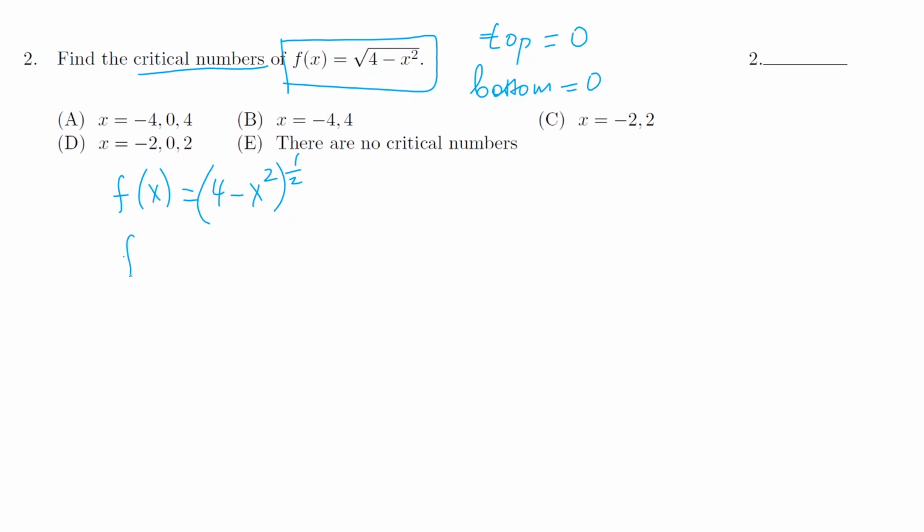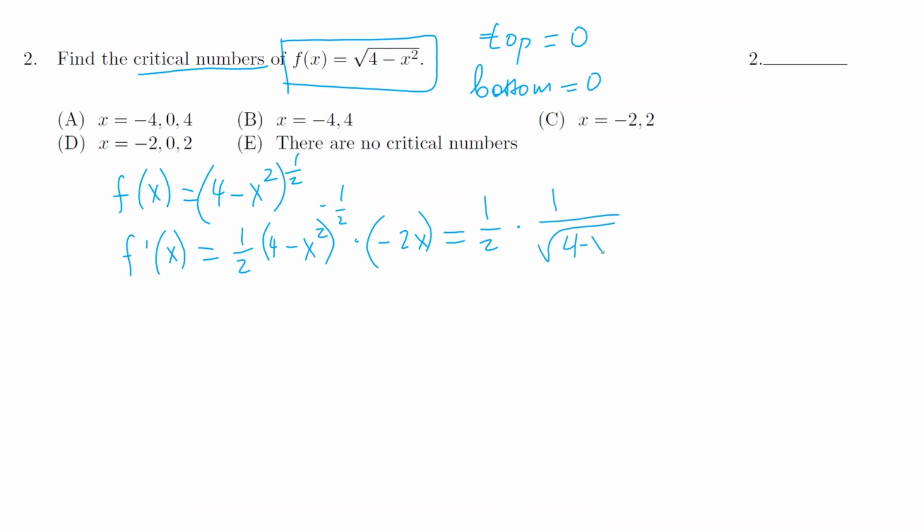So the first derivative of f of x is equal to 1/2 times (4 minus x squared) to the power of 1/2 minus 1, so negative 1/2, times the derivative of the inside. So it's going to be times negative 2x. The best way to simplify this first derivative is to rewrite every single element as a fraction. So here we got 1/2 times 1 over square root of 4 minus x squared.